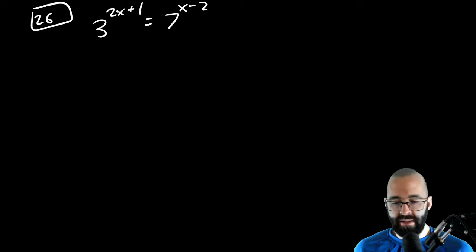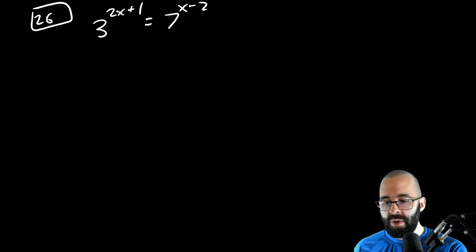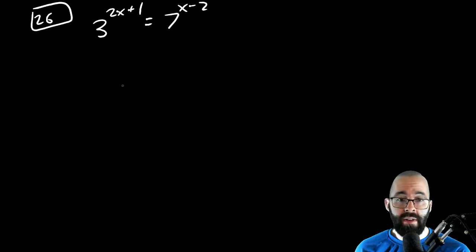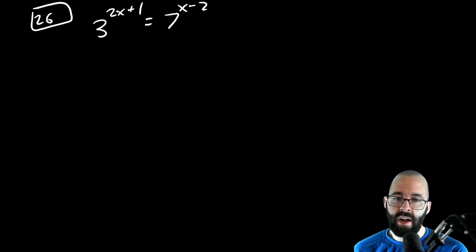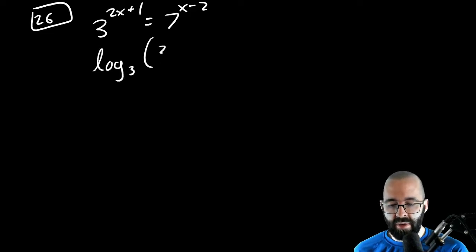I want to show something a little different this time. In the video earlier I did natural log. I'm going to show what happens if we take log base 3. Log base 7, common log are also good choices. Take log base 3 of both sides. Let's see what we get.